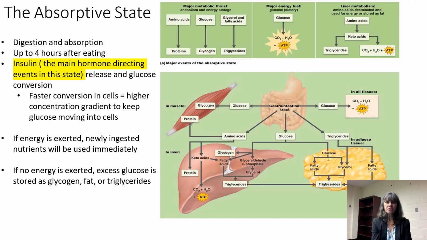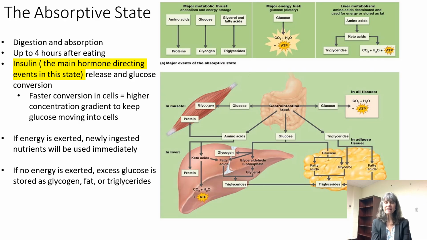Digestion and absorption is going to last up to approximately 4 hours after eating. And that's the phase of digestion that's referred to as the absorptive state. So during this state, insulin is the main hormone that is directing activities for the absorptive state. And this includes the release of insulin and the conversion of glucose.